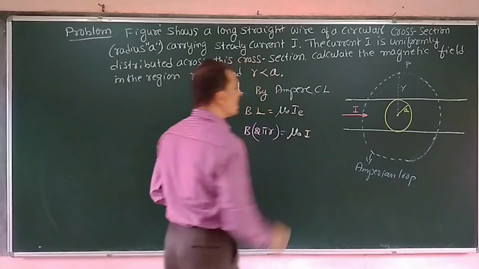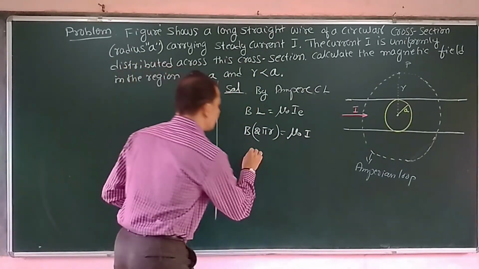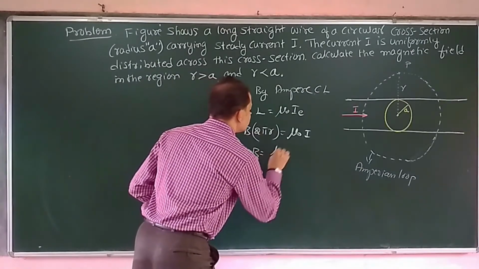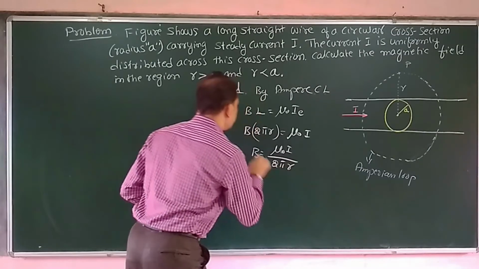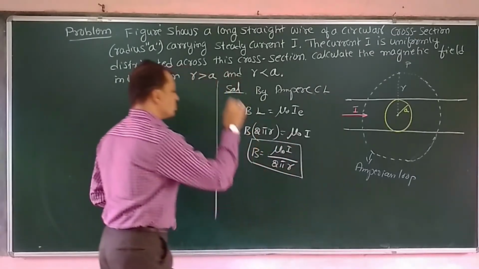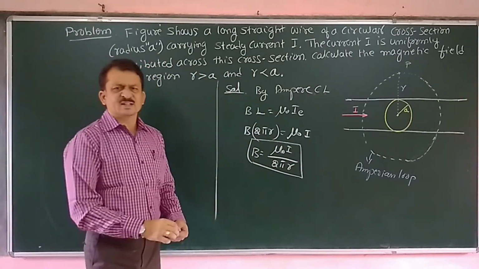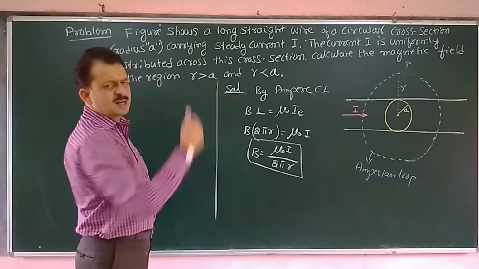Therefore it becomes I. Therefore the magnitude of the magnetic field here is mu naught I divided by 2 pi r. This is the magnitude. Direction, obviously, it is given by the right hand rule.